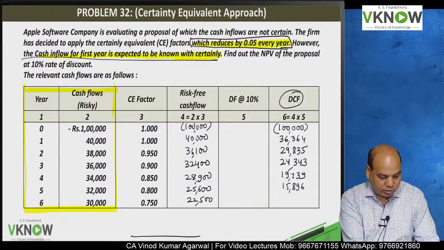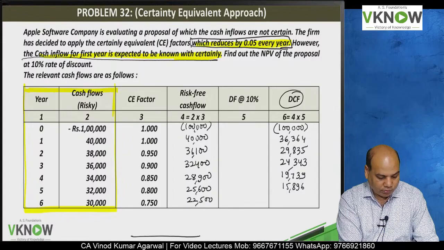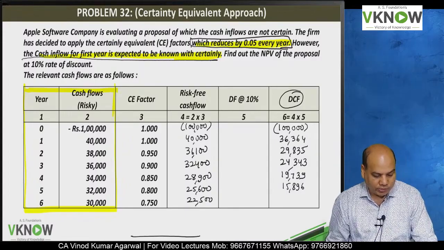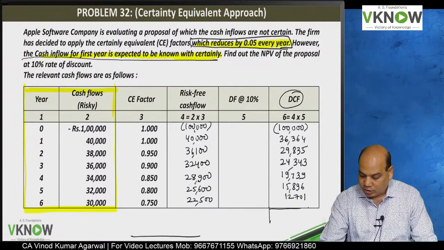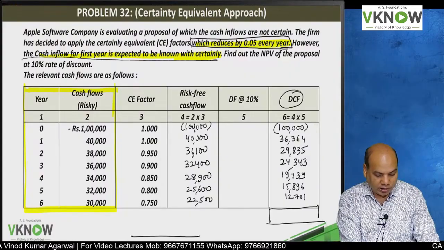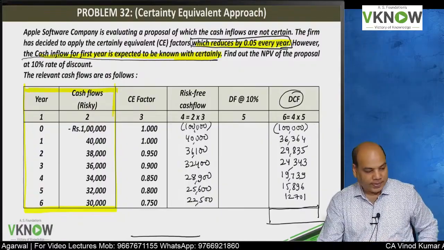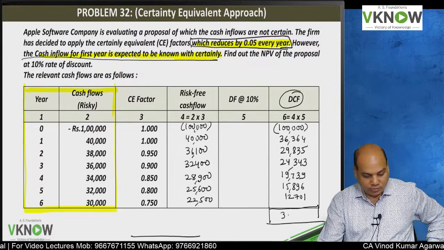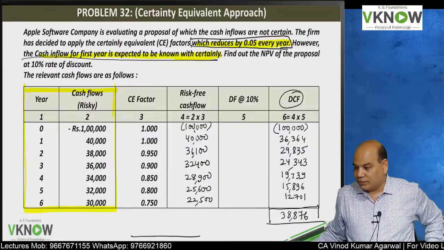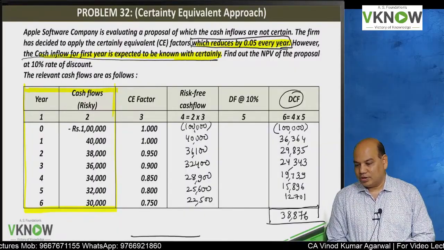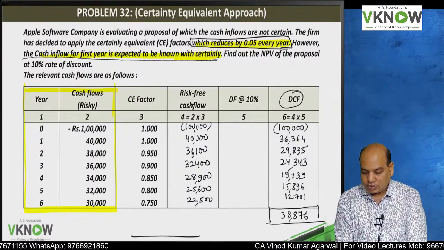Okay, one more, 22,500 divided by 1.10, 6 times equal to memory plus 12,701. Memory recall now, memory recall minus 1 lakh equal to, answer please, answer check. I have got 38,876. Please confirm, is this right? Is this right, everybody? Yes, 38,876.